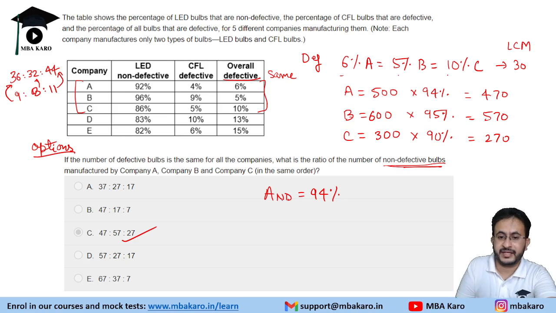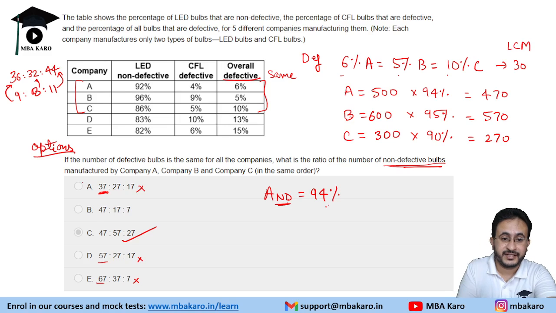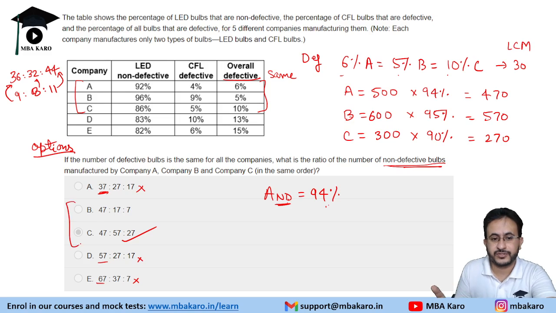Now we are getting non-defective as 94%. So we should have a factor of 94. Now 37 does not divide 94. 57 does not divide 94. 67 does not divide 94. Okay, so good observation needed here, that 47, so it has to be out of these two options.